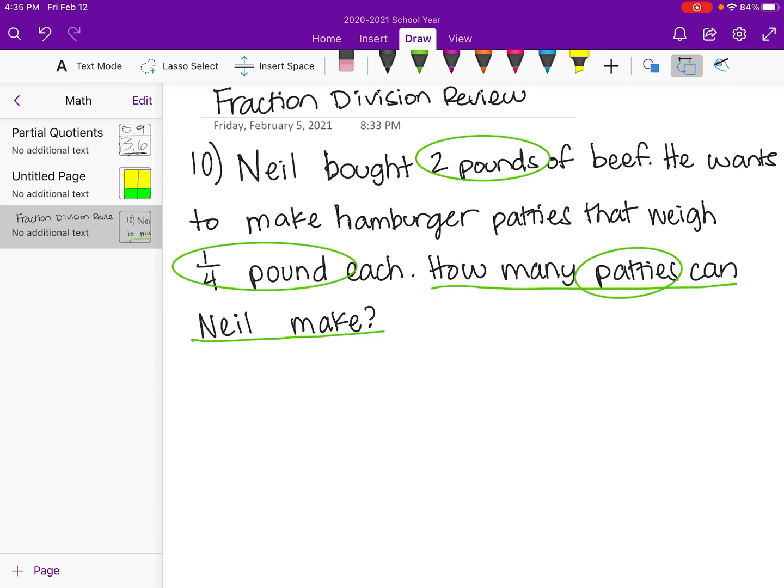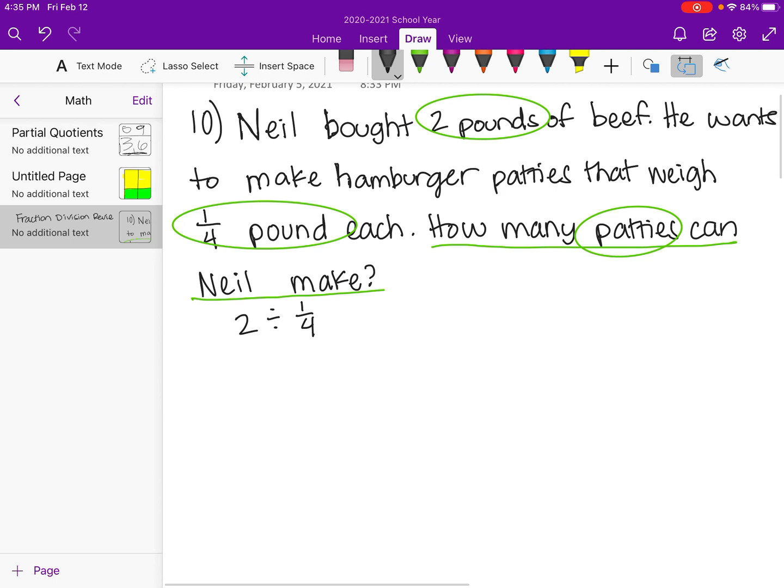So we have to use some logic in here. That means we are using our brains to say what makes sense. Let's look at 2 divided by 1/4. Okay, so we have 2 pounds, and we want to break it into 1/4 pound pieces. That makes sense. So I'm going to run with that. It's 2 divided by 1/4.